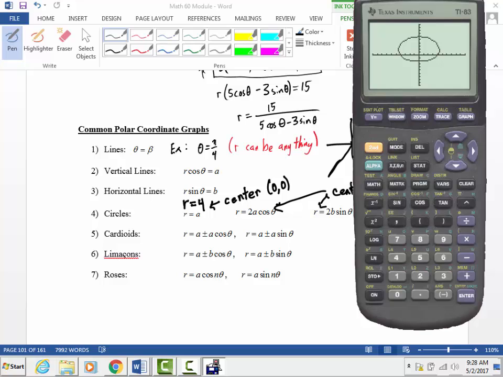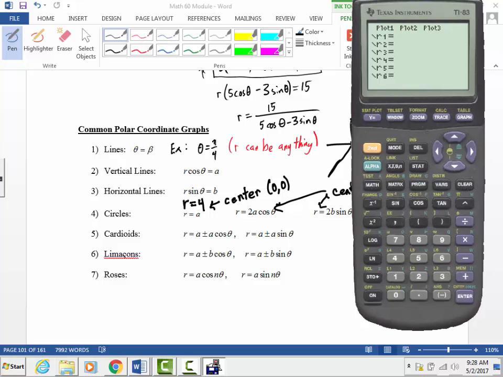But my favorite are roses. The very last option, and you can play around with these to try to get whatever you want. But if I do a rose, for example, if I do 4 times the cosine of 2 theta, we get a rose.